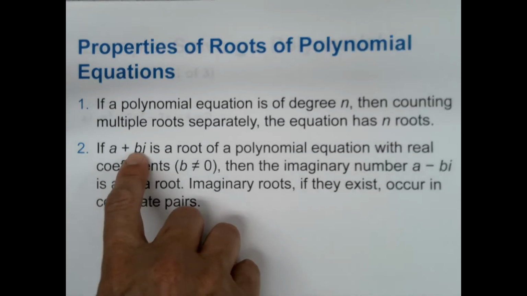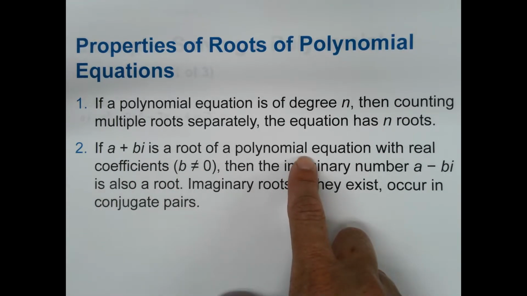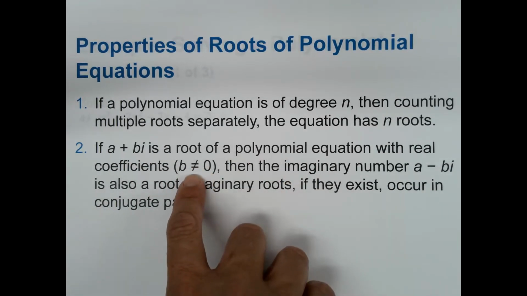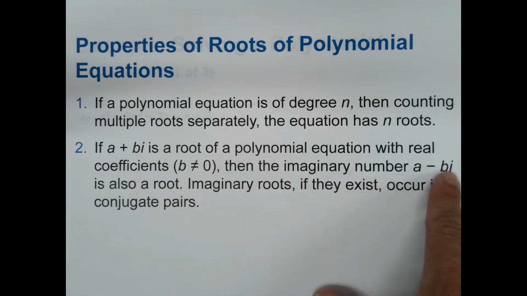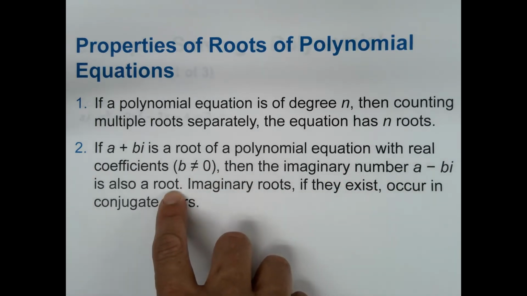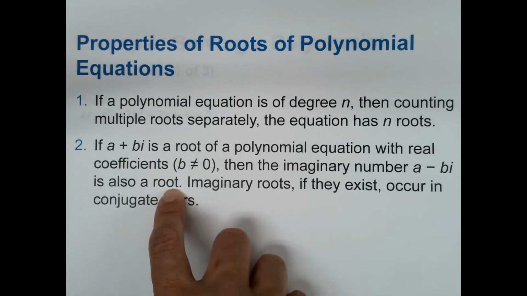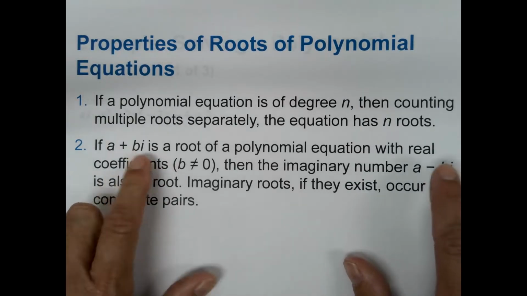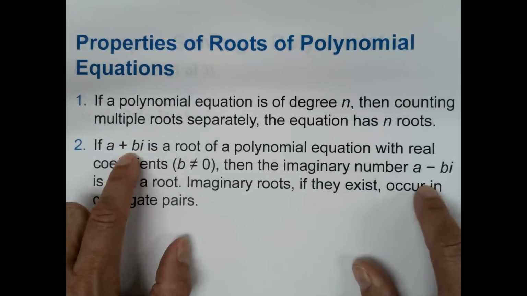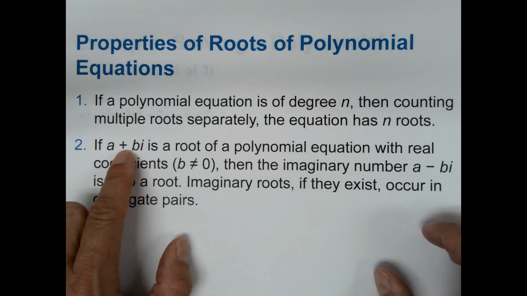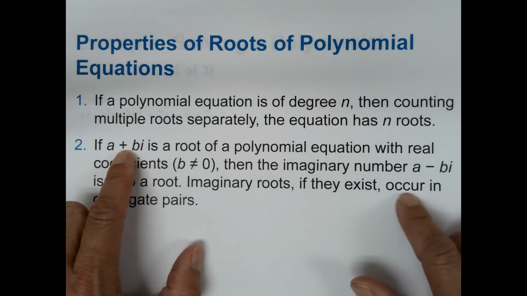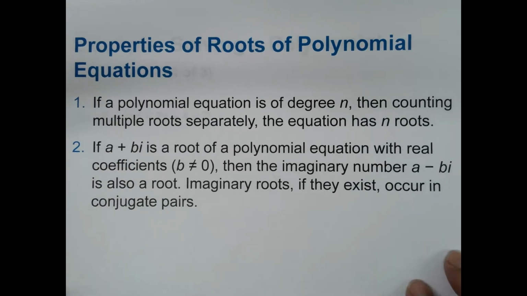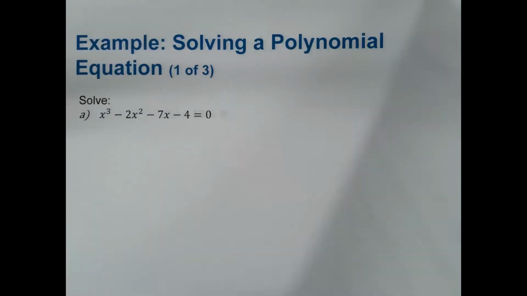If a plus bi is a root of a polynomial equation with real coefficients, with b not equal to 0, then the imaginary a minus bi is also a root. We already studied that when we talked about conjugates with imaginaries, but now we're just refreshing ourselves on that. Conjugate zeros will always occur in pairs. If a plus bi is a zero of a polynomial, then a minus bi is also a zero. All right.